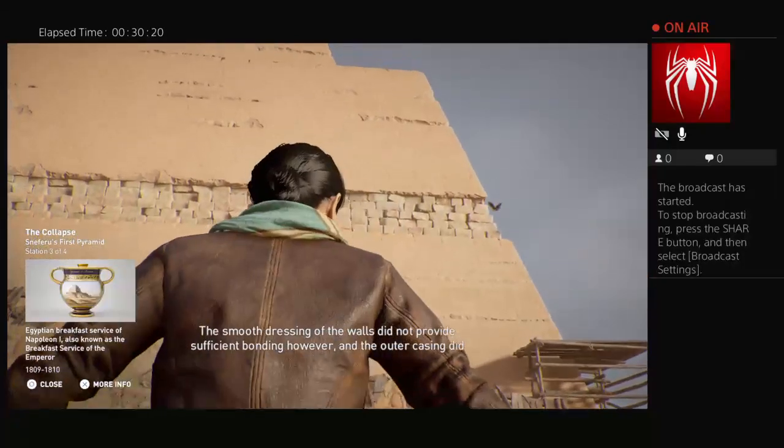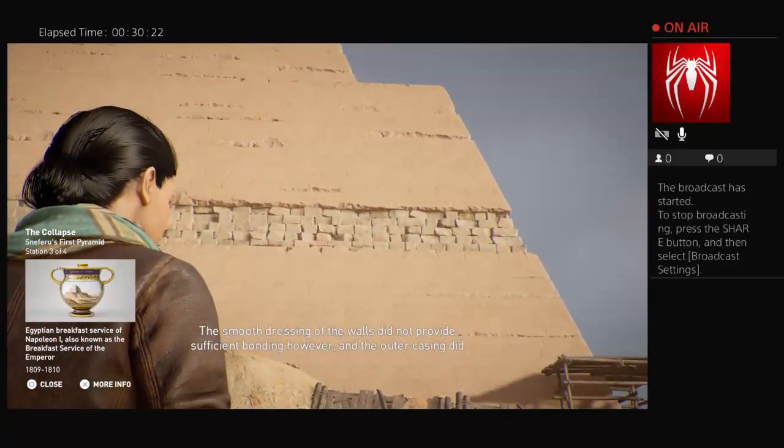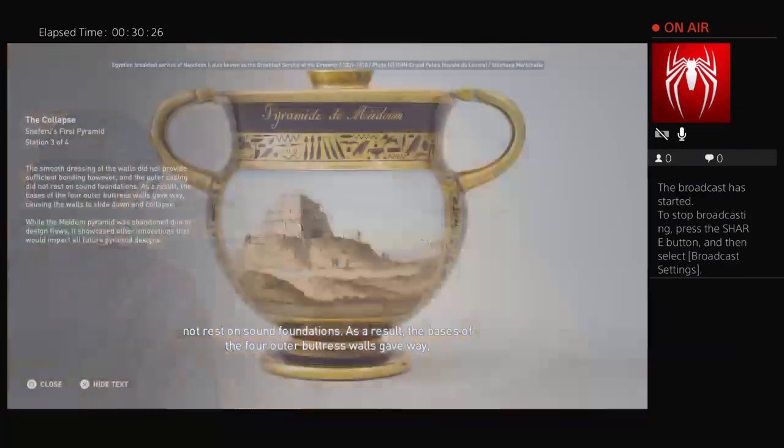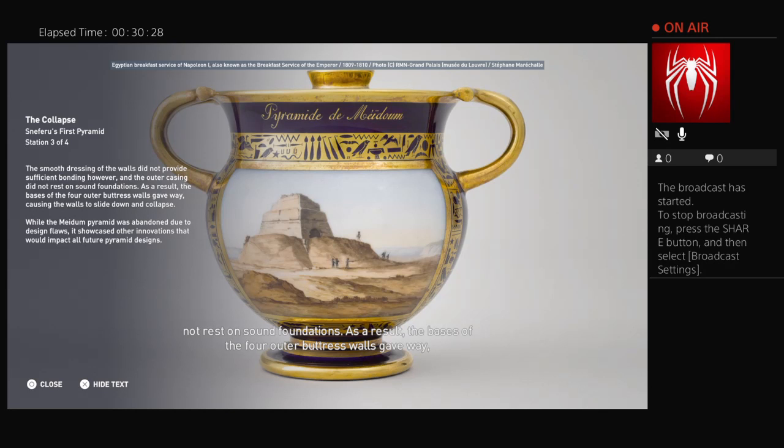The smooth dressing of the walls did not provide sufficient bonding, however, and the outer casing did not rest on sound foundations. As a result, the bases of the 4 outer buttress walls gave way, causing the walls to slide down and collapse. While the Meidum Pyramid was abandoned due to design flaws, it showcased other innovations.